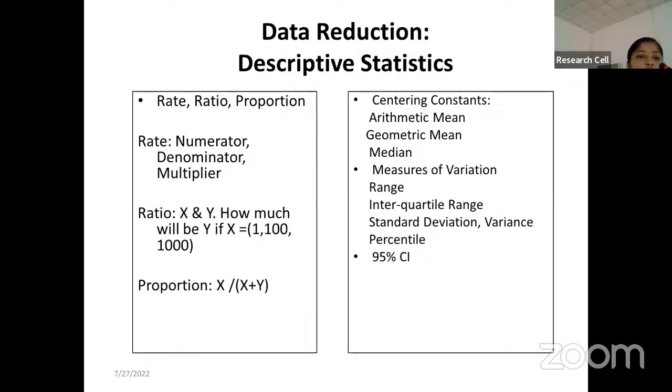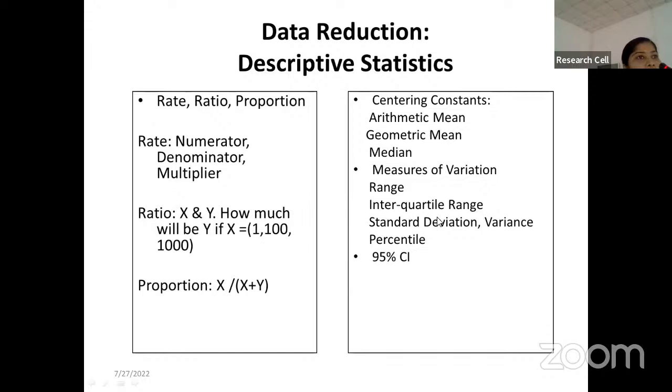And finally, although this is not a part of our discussion today, whatever data we have, it is very important that it needs to be statistically worked out. So the data would be having a rate, ratio, proportion, okay? Or we may have some central tendencies like the arithmetic mean, geometric mean, median, okay? Then we may have measures of variation like range, interquartile range, standard deviation, variance, percentile, and the 95% confidence intervals.